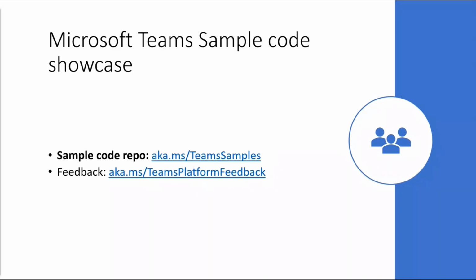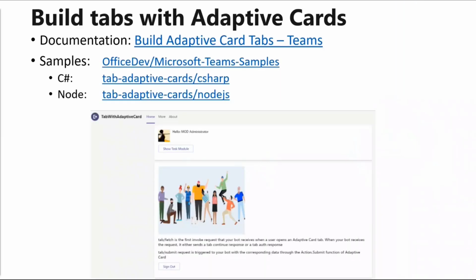Okay, so starting with the first one. Adaptive card tabs are a new way to build Teams tabs. Instead of embedding the web content in iframe, you can now render adaptive cards to the tab. While the front end is rendered with adaptive card, the backend is powered by a bot. The bot is responsible for accepting requests, responding appropriately, and rendering adaptive card.